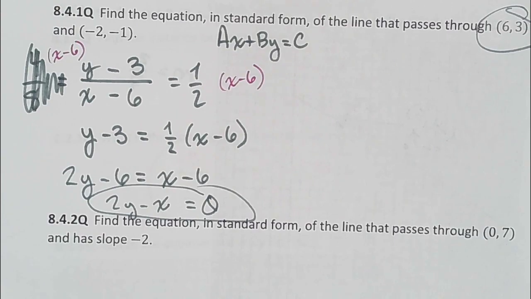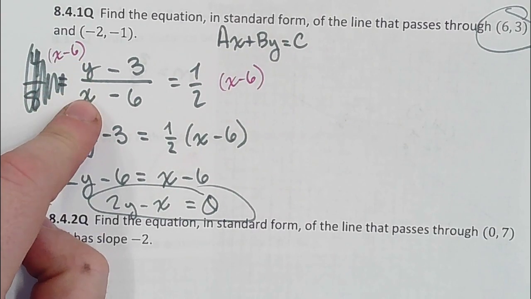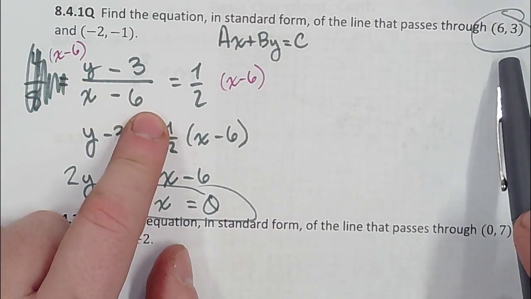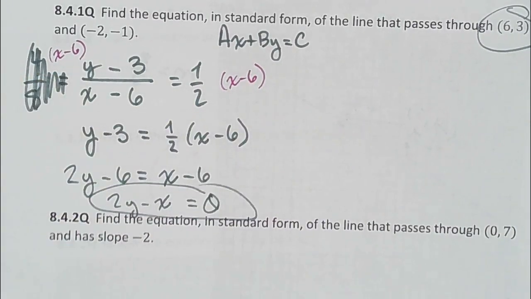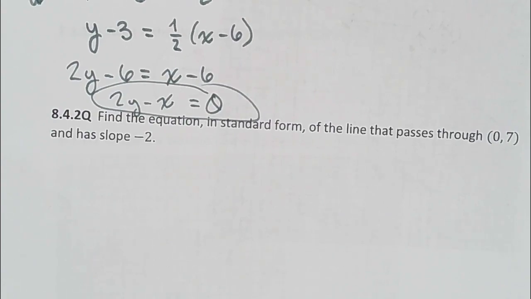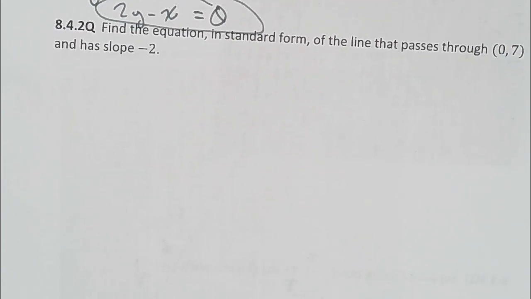Again, the setup here is the distance between any point and a point we know. I chose this one. It will always be our slope. I found slope, right? Get rid of division. Get x and y on the same side. That's standard form. 842. Yep.